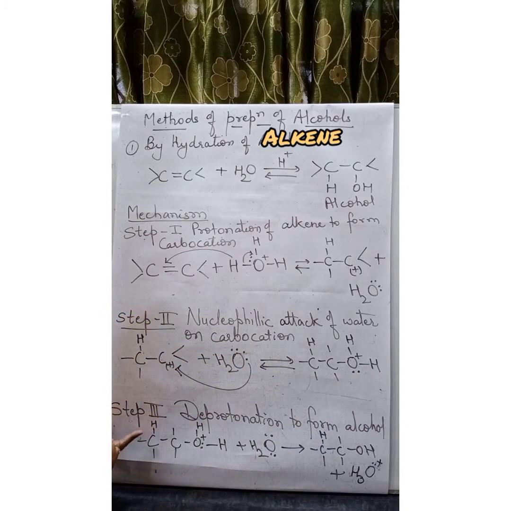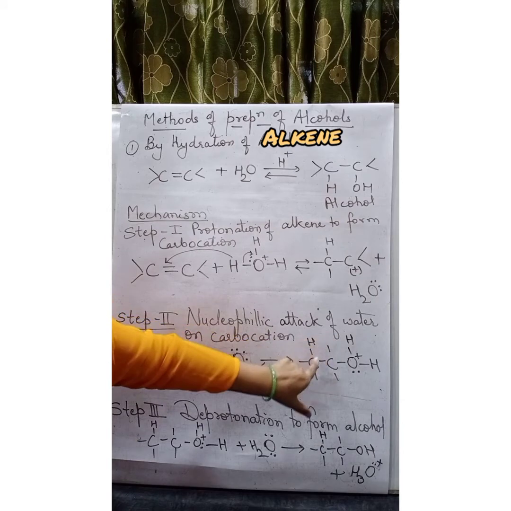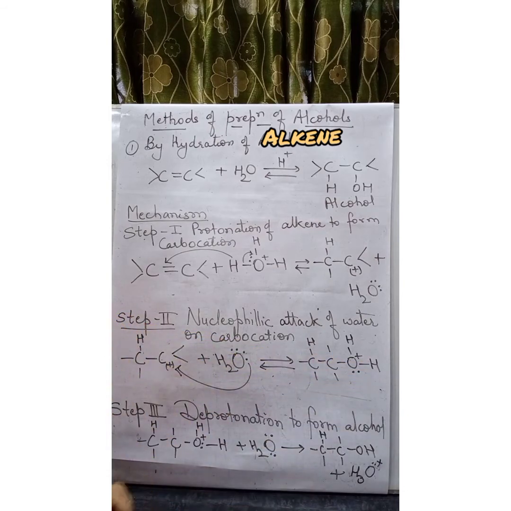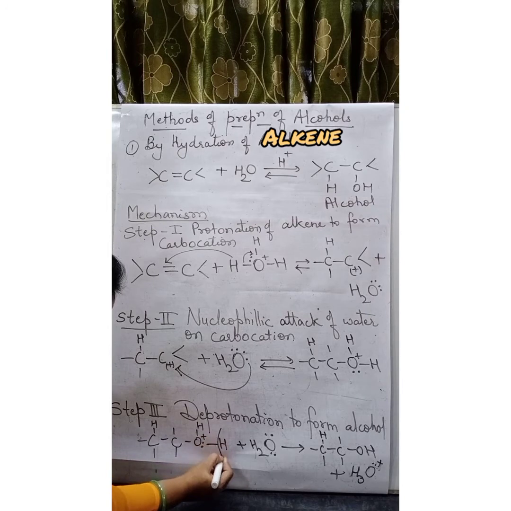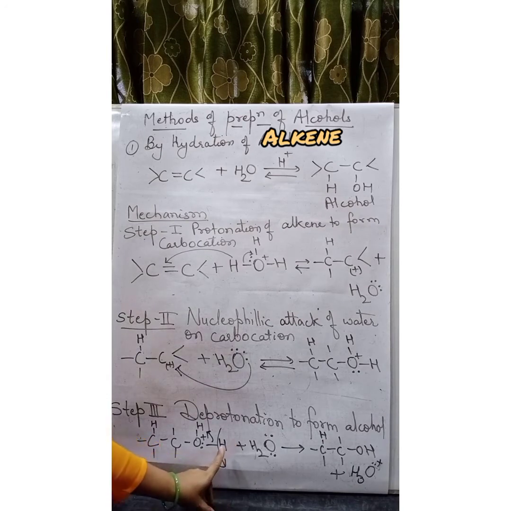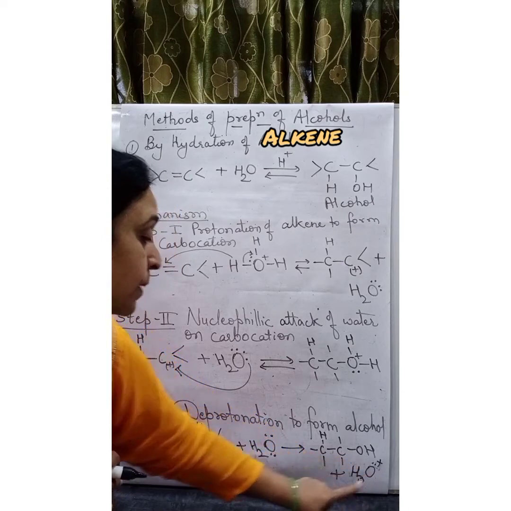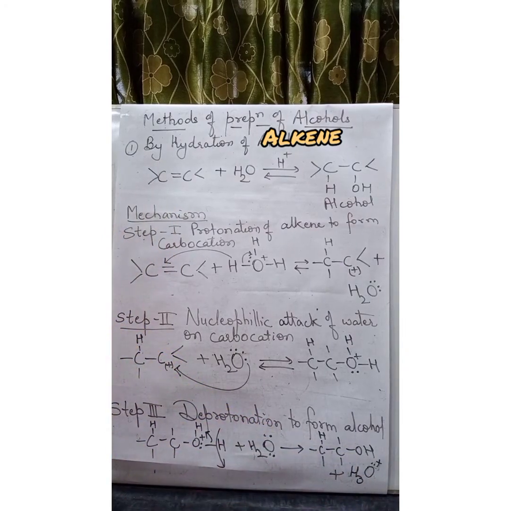In step number 3, from this there is deprotonation. The H plus ion goes out and it results in the formation of alcohol. So you can see the H plus ion is going to go, leaving its shared pair of electron, and this H plus will combine with water molecule to form H3O plus, and our product is alcohol.